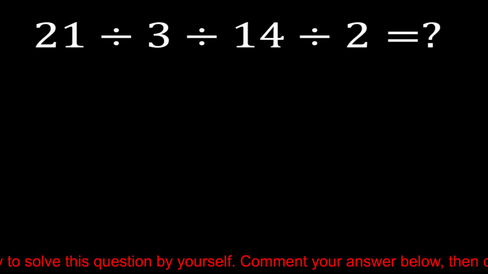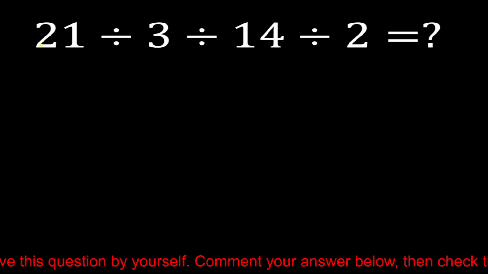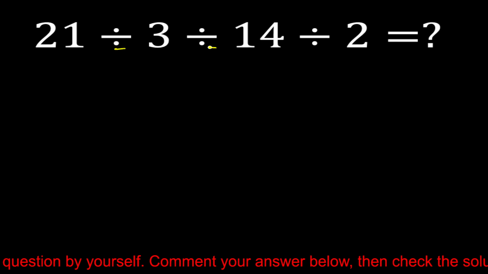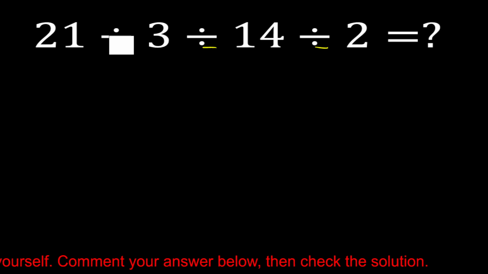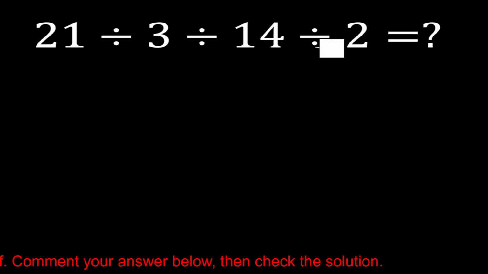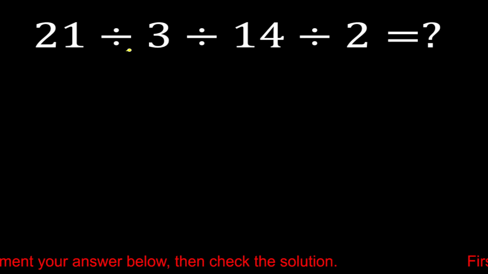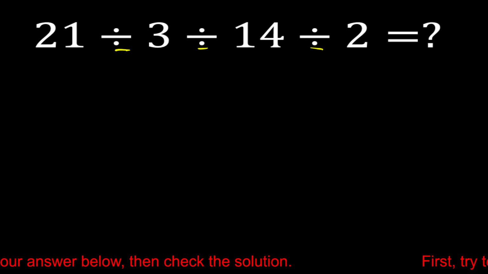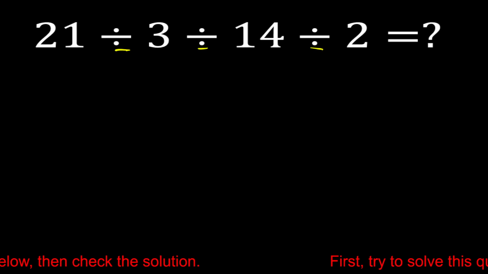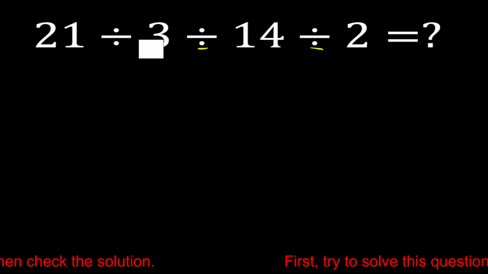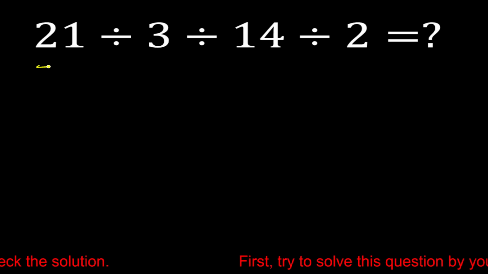So here we have a question: 21 divide 3 divide 14 divide 2. Here is a divide, here is a divide, and also here is a divide. So all have equal priority. Therefore, according to the order of operations, we have to solve it from left to right.